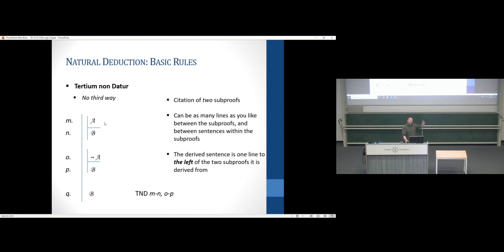So for this rule, two subproofs. One that starts with a sentence A and ends in a sentence, in sentence B. And a second one that starts with not A and ends in the exact same one. It ends in B. Okay. So again, TND is kind of a version of disjunction elimination, but it strictly doesn't need the disjunction to be there. Whereas with disjunction elimination, you always have to have the disjunction.